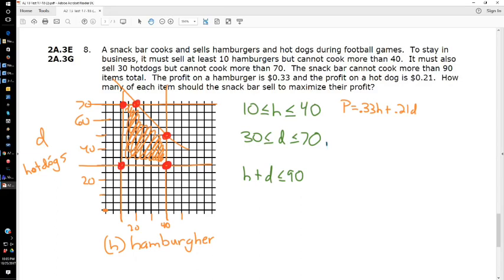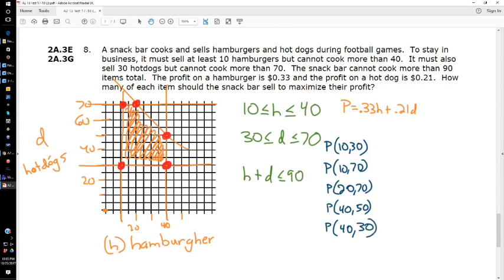We've got 5 points to choose. The first point is (10, 30). The second is (10, 70). The third is (20, 70). The fourth is (40, 50). The fifth is (40, 30). That's if we make the fewest amount of hot dogs we're allowed to.